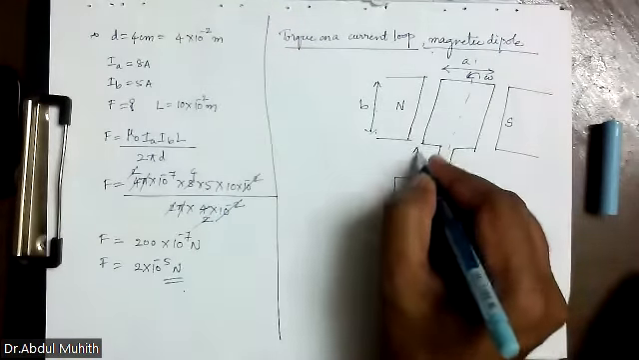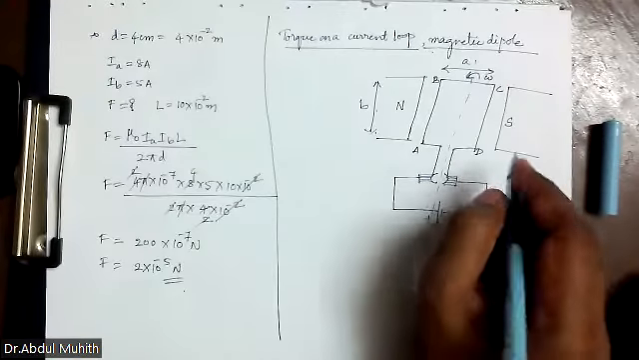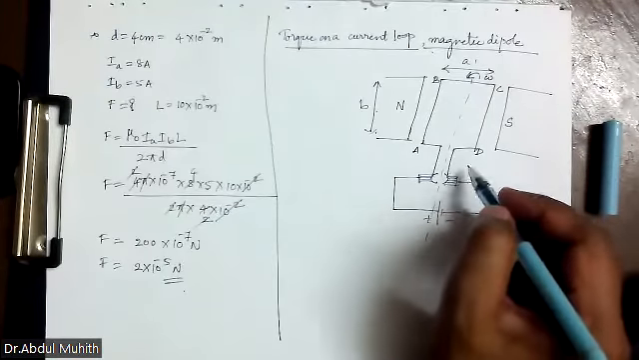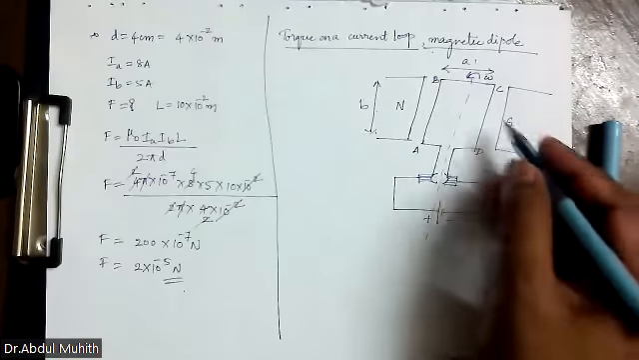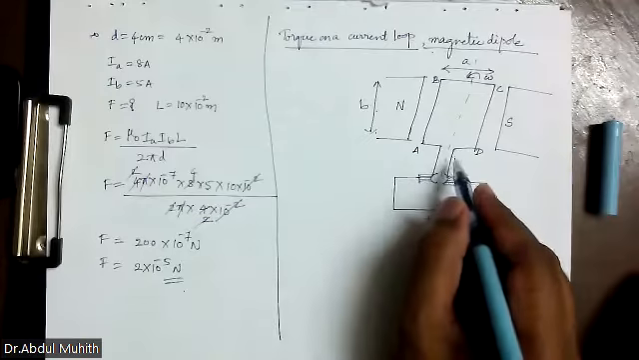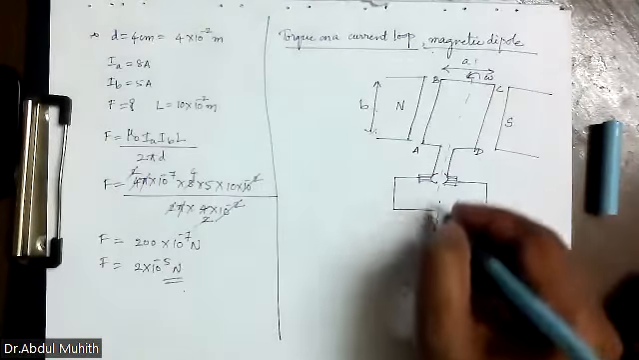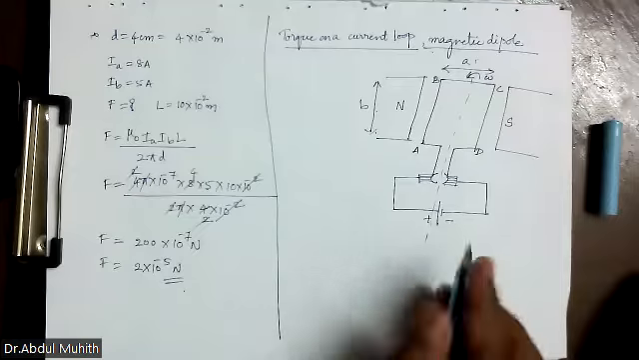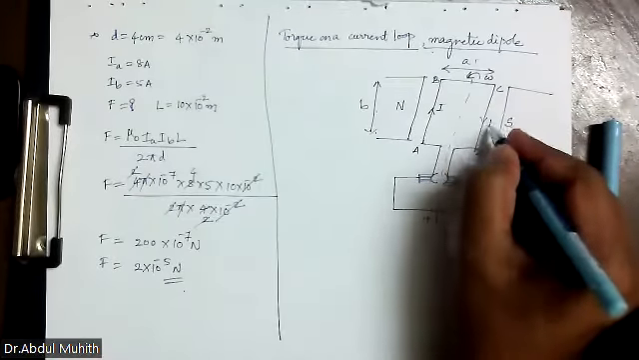Now we have A, B, C, D. This is a rectangular coil. A, B, C, D is a rectangular coil placed between the two poles of the magnet, and this is the axis on which the coil rotates. It rotates on the axle. The dotted line is the axle. And the current is flowing through this wire. I is the current which is flowing through the wire.